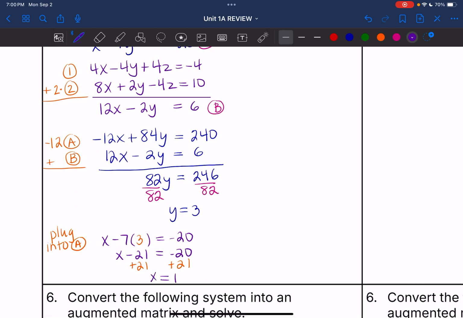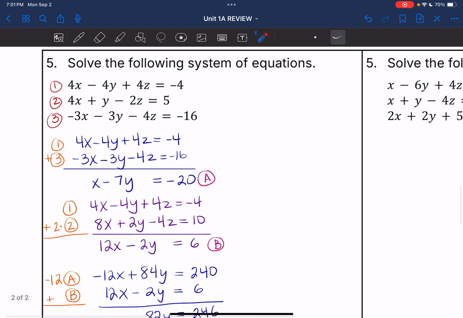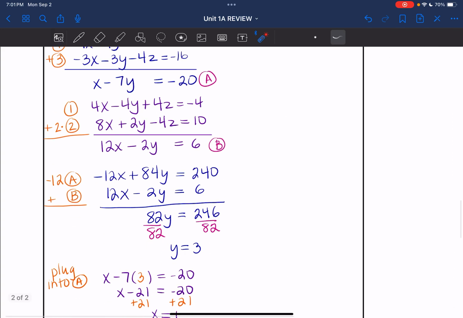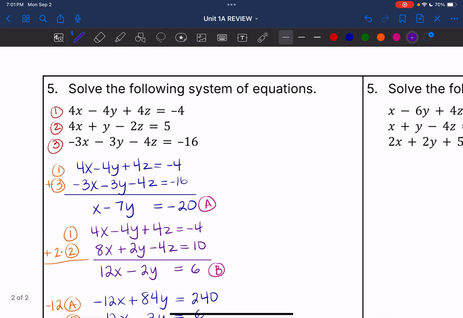Okay, and now that I have x and y, I'm going to go back to my original 3, so 1, 2, 3, and plug into one of those to get my last variable. Looking at those, they all kind of look the same, to be honest. I'm going to use equation 2. Yeah, and let's work that up here. That way we can look at our equations. So last step is to plug into 2.